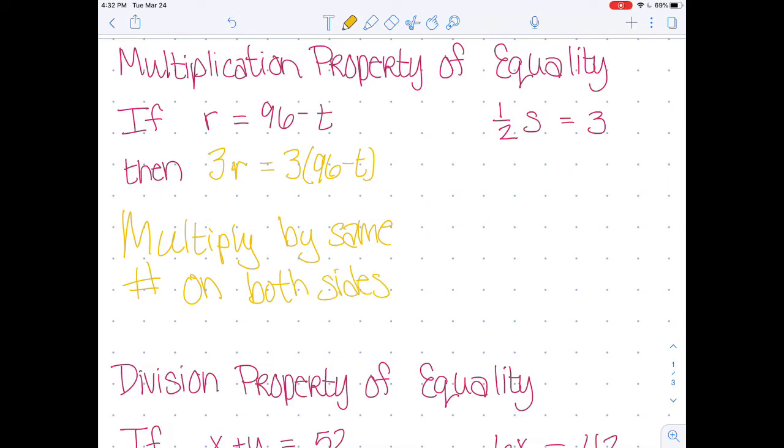So over here, I have 1/2 times s equals 3. And I want to get rid of the 1/2, so it's just s equals. Well, if I take 2 times this side, and I take 2 times the other side, 1/2 times 2 is 1, so it's just s equals 6. And I multiplied by the same number on both sides, so I know this is a true statement.